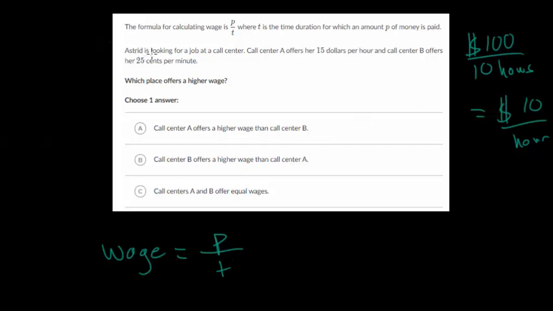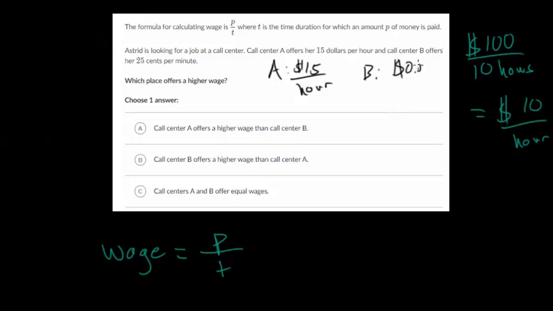So Astrid is looking for a job at a call center. Call center A offers her $15 per hour, and call center B offers her 25 cents per minute. So notice they're given in different units, but if we convert them to the same unit, the same wage, we can figure out how to compare the two. So let's first look at A. A is $15 per hour. And dollars per hour is the typical wage, so I'm going to leave it like that and convert B, which is given in cents per minute.